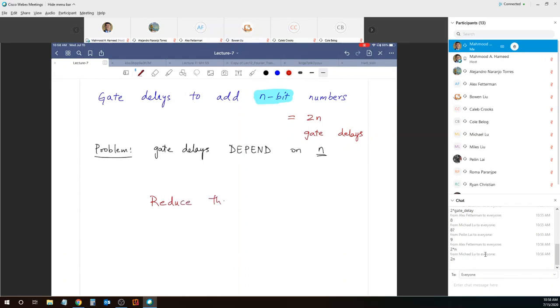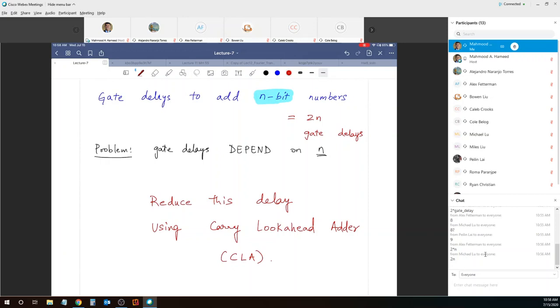Reduce this delay using carry lookahead adder, CLA. And the name gives it away, right? We are looking ahead for carries. We are computing carries first, ahead of time, so that we don't have to wait for them.